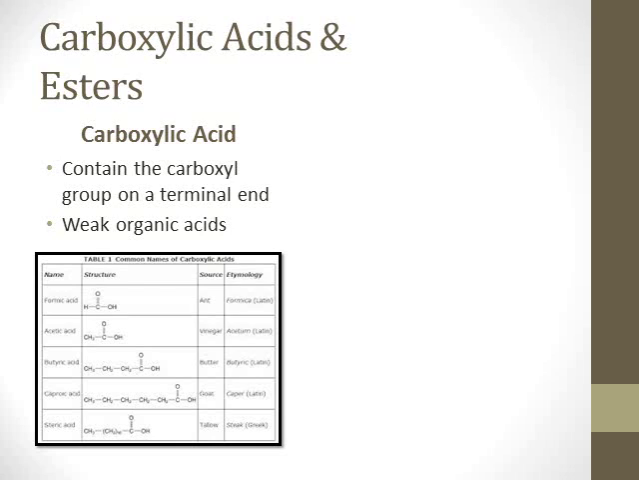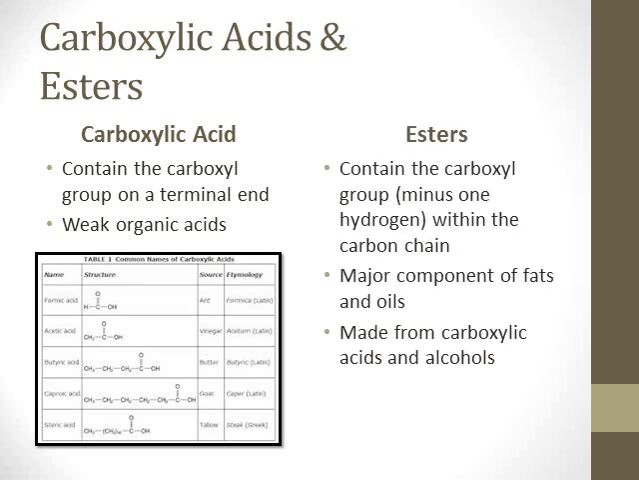Acetic acid or vinegar is the next one down. We can see there are 2 carbons in that, and one of those carbons is part of the carboxyl group. And then we've got butyric acid underneath that, where we've got 4 carbons, and one of those carbons is part of the carboxylic acid or carboxyl group.